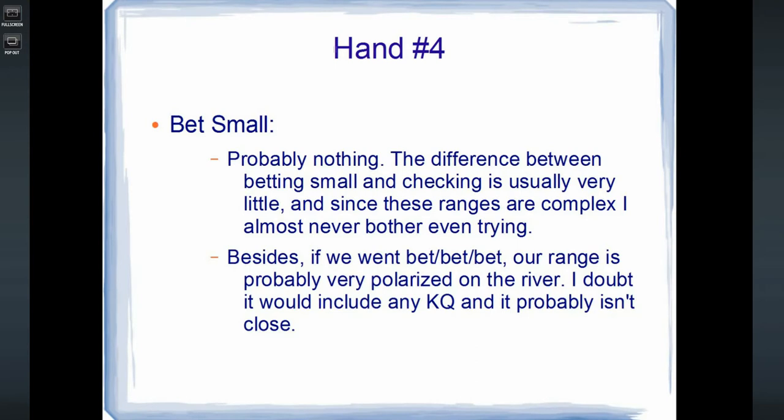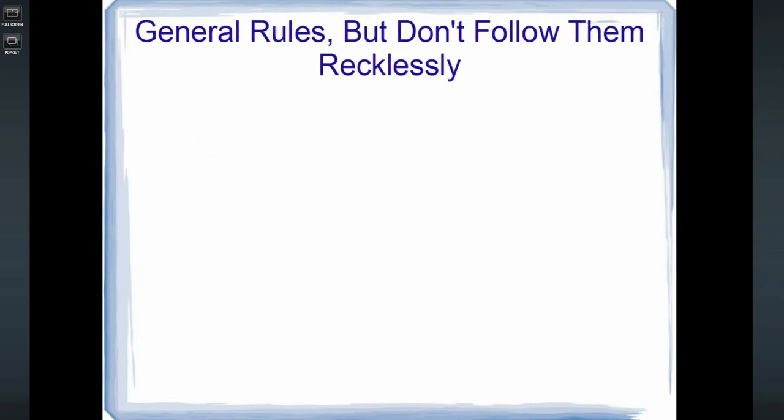But honestly, I think if you go bet with those hands, you probably made a mistake somewhere by betting flop and turn. If you're under the gun and you face a cold call, I don't think you're going to be able to bet king-queen and queen-jack on the flop and turn. A lot of people do bet it, but I don't think that's ideal. So the hand that might want to bet really small on the river probably shouldn't even be in your range. Okay, so general rules, but don't follow them recklessly.